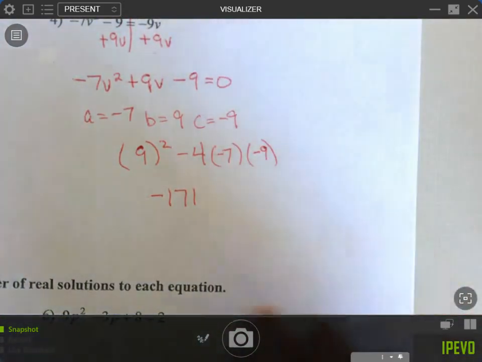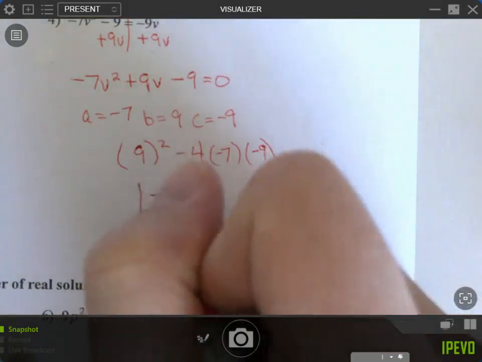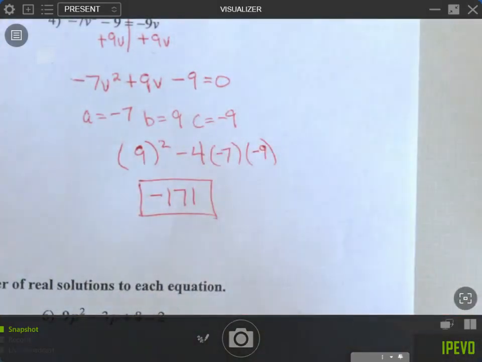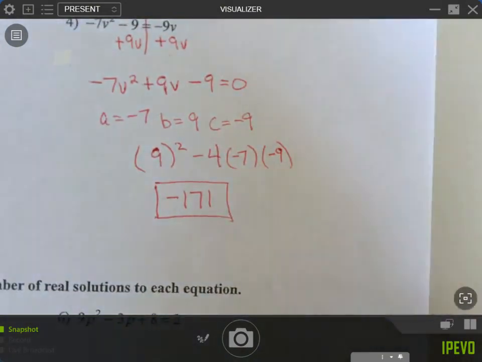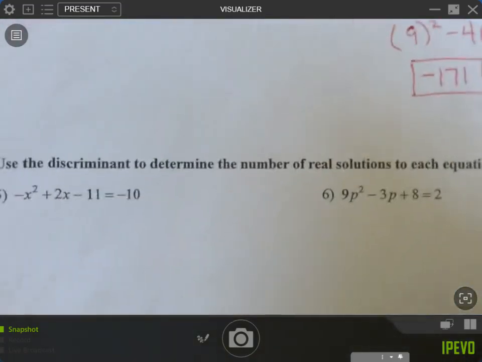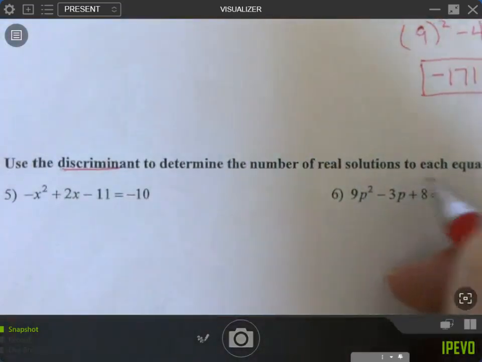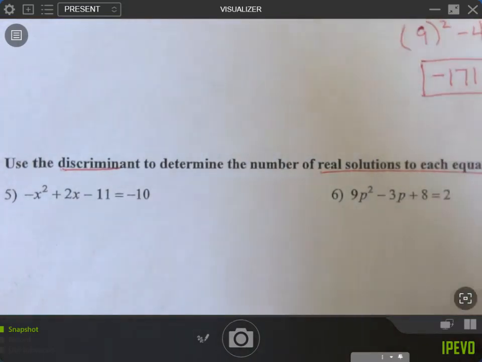Do you see that the top only asks you to find the discriminant? So in the top, I am done. Are we all clear on that? Yeah. That's it. Find the discriminant. Okay, now move on to the bottom. It says to use the discriminant to determine the number of real solutions in each equation.